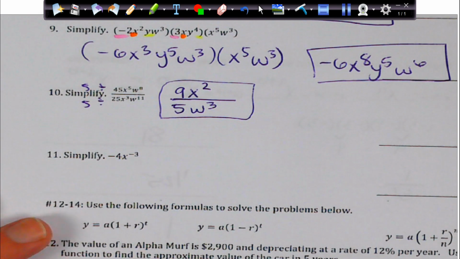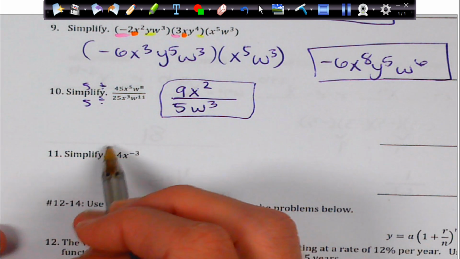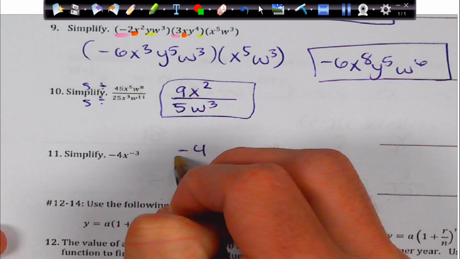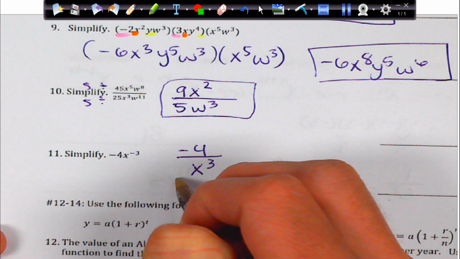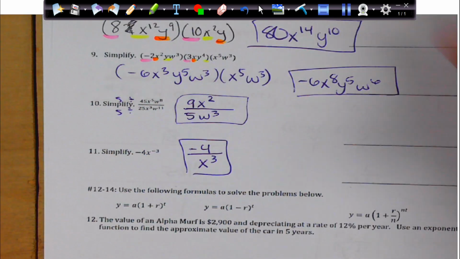All right, in this next one, we have a negative exponent, but the negative exponent is only on the x. It's not touching the negative 4 because it's not in parentheses. So it's really going to be negative 4 over x to the 3rd, and that's it. Because it's not in parentheses, that negative 3 exponent is only affecting the x which it's attached to, not the negative 4.